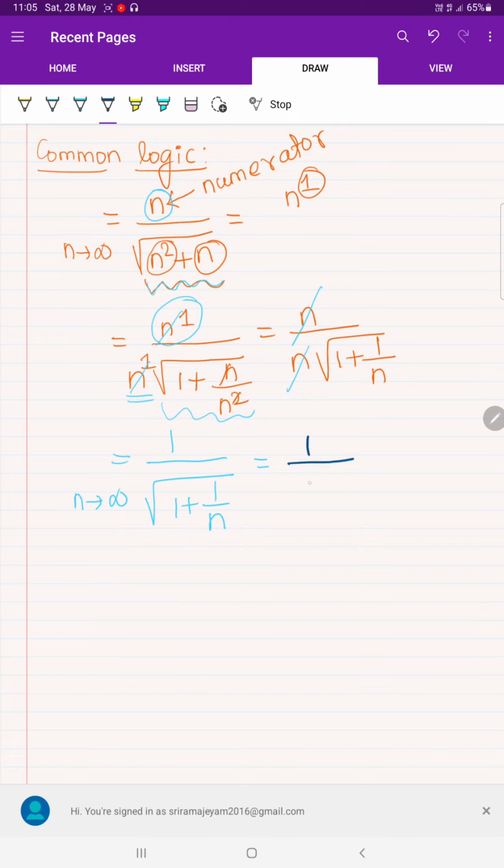If I do it like that, then it becomes 1 upon 1 plus square root of 1 plus 1 upon n, and when we replace n by infinity, it becomes 1 by infinity. Tell me, what is the value of 1 by infinity? 1 by infinity will be equal to 0. Then what will we have? 1 plus 0, which becomes 1 only. So 1 by square root of 1, and the square root of 1 equals 1 only. 1 by 1 equals 1 only. Sir, we got 1 here.